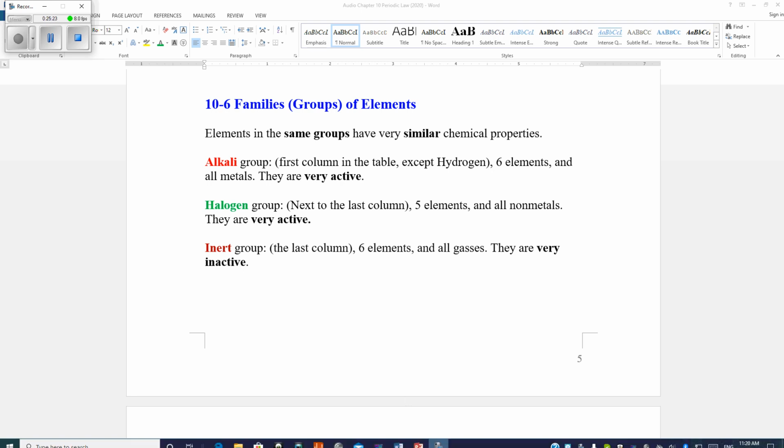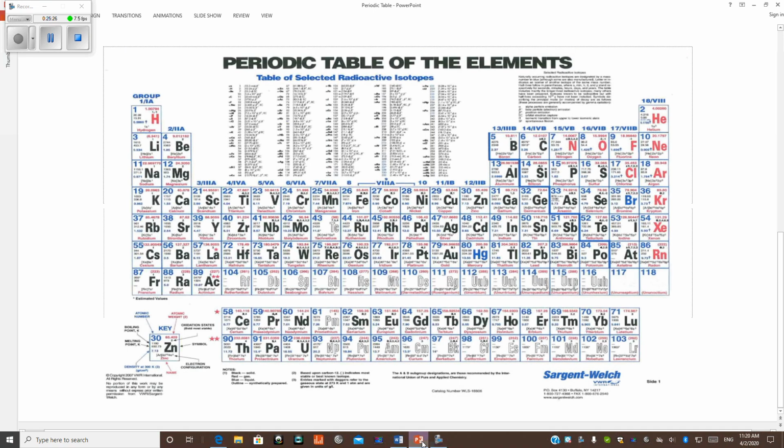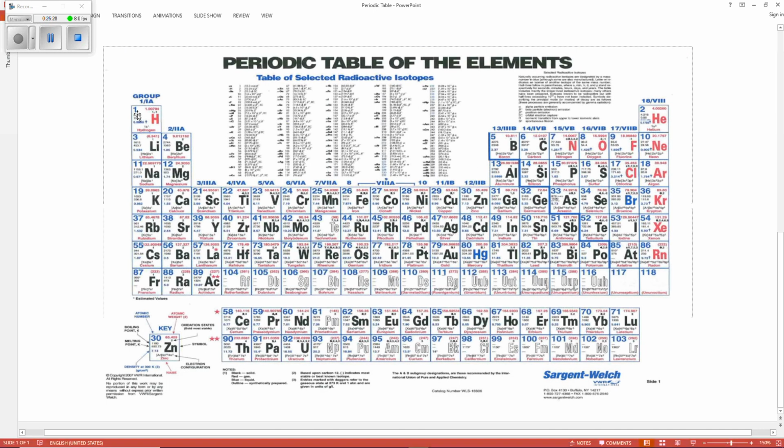Okay, so now look again. This is not hydrogen. Hydrogen is similar, but it is not an alkali. So 1, 2, 3, 4, 5, 6: lithium, sodium, potassium, rubidium, cesium, francium. You don't have to remember the names, but you should know the first column. They're the most active metals.